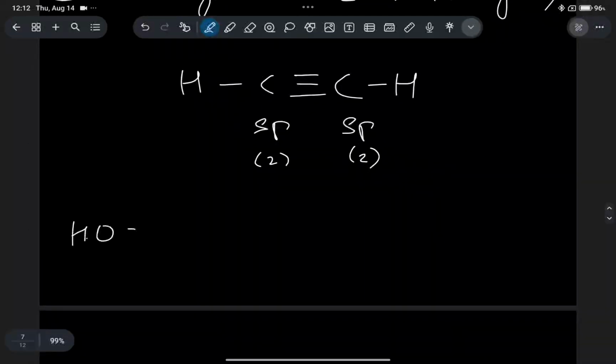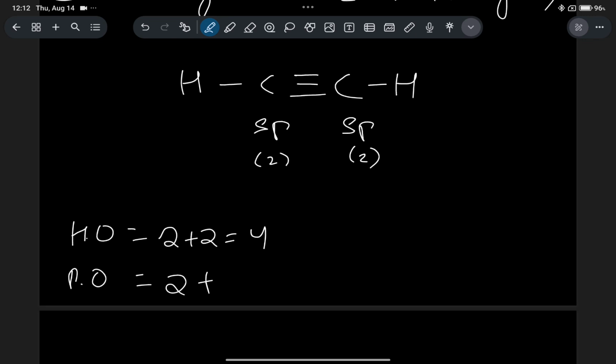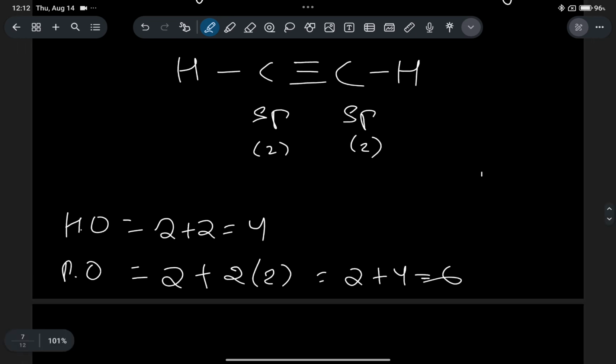Hybrid orbitals equals 2 plus 2, which is 4. Pure orbitals equals the number of hydrogen atoms, 2, plus 2 into 2, since a triple bond means 2 pi bonds. So 2 plus 4 equals 6. We find the ratio of hybrid orbitals to pure orbitals: 4 is to 6, which means 2 is to 3. Here you see 2 is to 3.